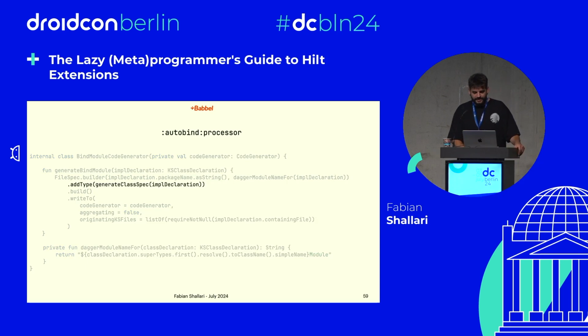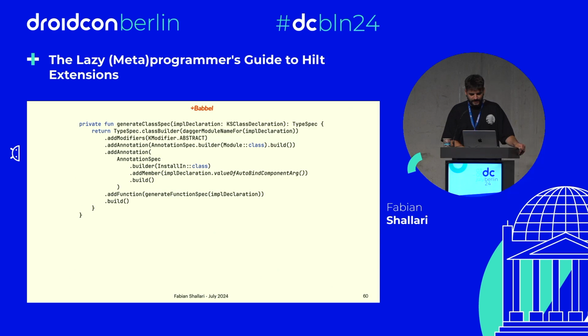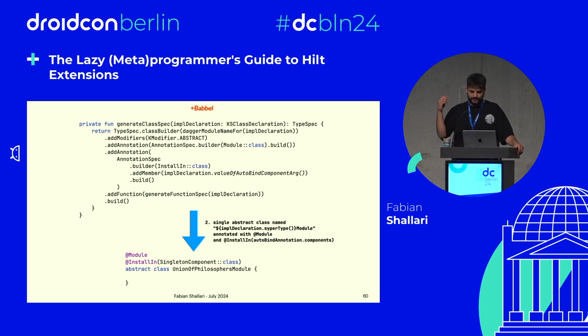Step 2 will be the generation of a Kotlin class within that file. Again, we go through a type spec, which is a single abstract class named from the interface type, annotated with module and install in. And basically, that's what the type spec does. It generates this class.